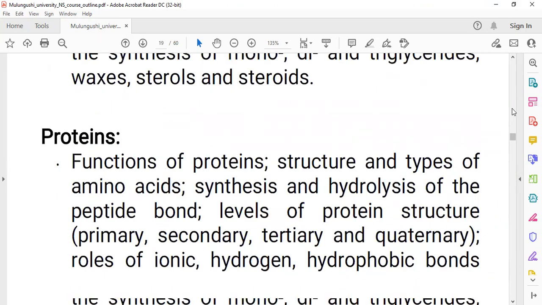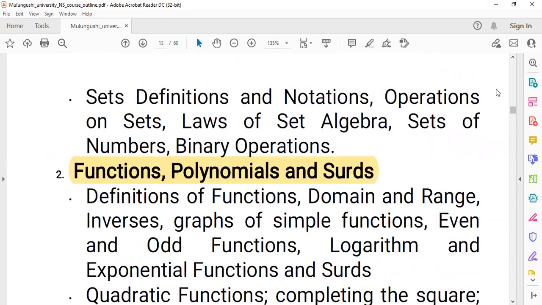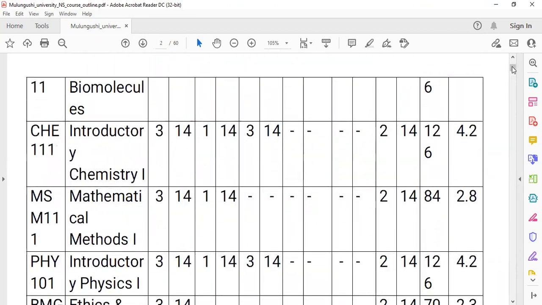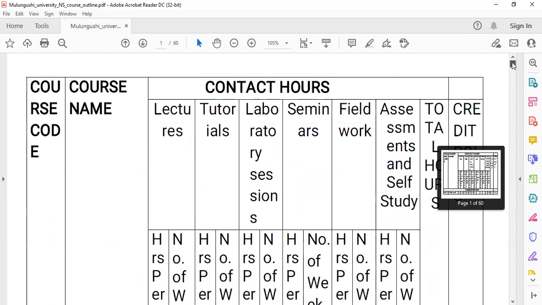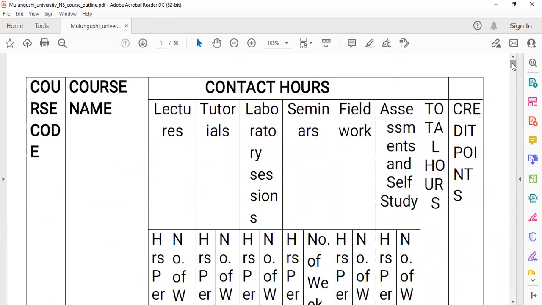Those planning to go to Mulungushi, or those who want to study ahead: it's very important to go through the course outlines and know specifically which topics to cover, because the prescribed books are big, they might be some 1,800 pages or more. So we're not going to cover every aspect of all these books, but some, and that's why there is always a course outline.